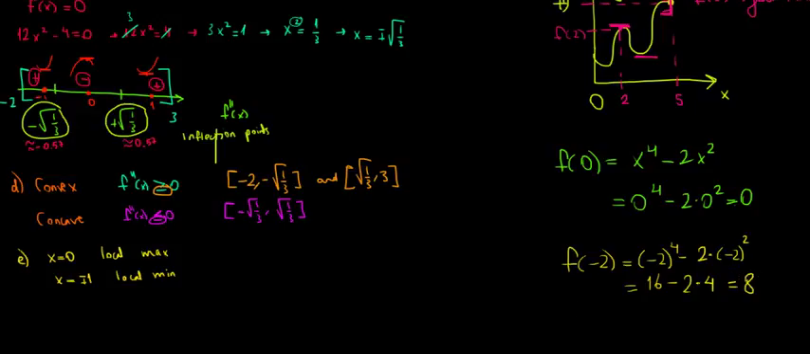And the last option is, what is the value of the function when x equals 3? So f of 3 is equal to 3 to the power of 4 minus 2 times 3 squared. 3 to the power of 4, that's 81, minus 2 times 3 squared, that's 2 times 9, which is 18. 81 minus 18 is 63. And we can see indeed the highest value is 63. 63 is greater than 8, is greater than 0. So the global max, the highest point, is when x equals 3.